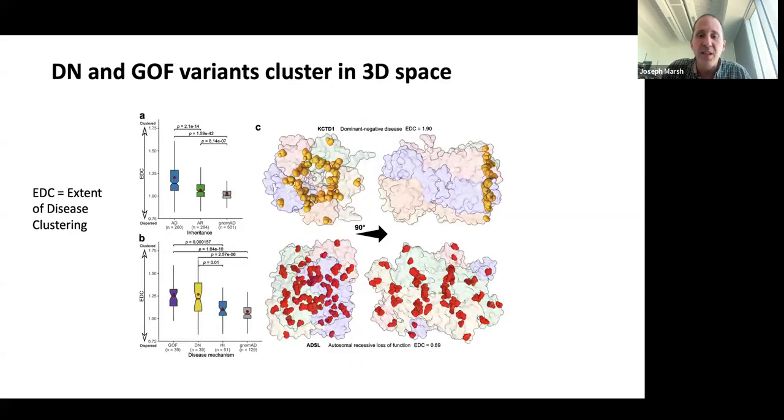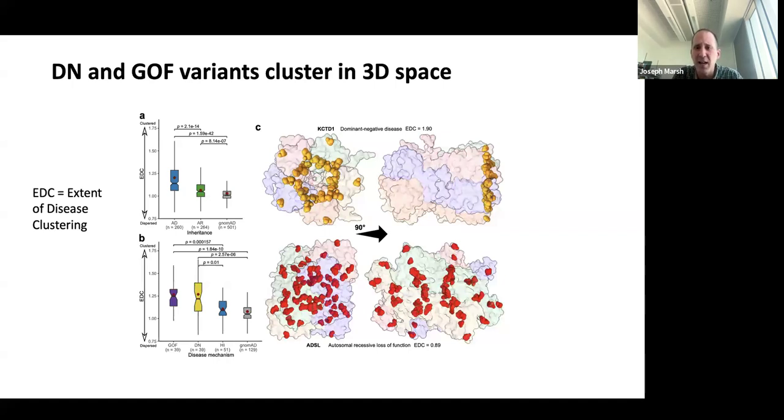And so what we've really been focusing on is trying to identify other structural properties that can tell us which variants are most likely to have these gain of function or dominant negative effects. One of the things that we found is that both dominant negative and especially gain of function variants show a lot of clustering in 3D space. If we look at where the variants are located within the structure, for genes associated with loss of function mutations, the disease mutations tend to be scattered throughout the protein. That's like this example on the bottom here of ADSL, where the variants are in red.